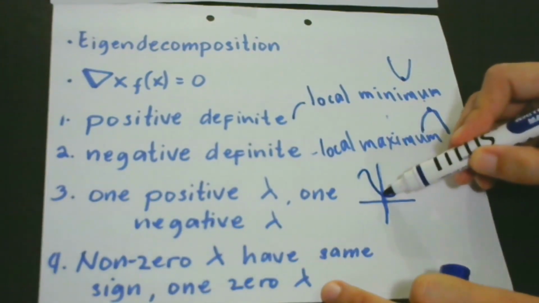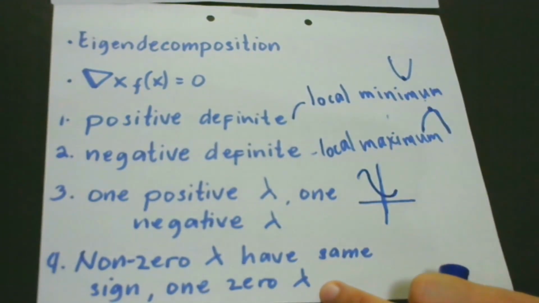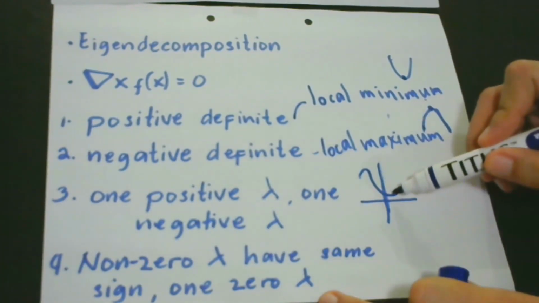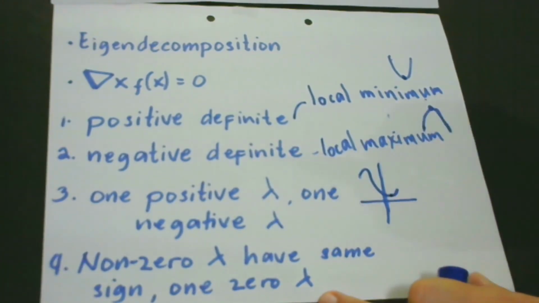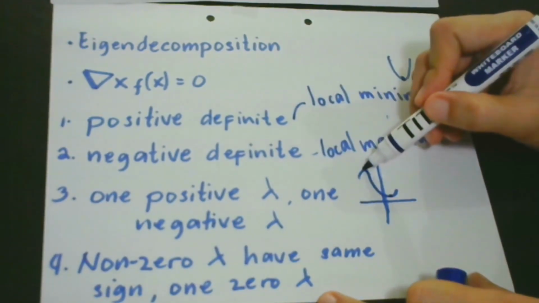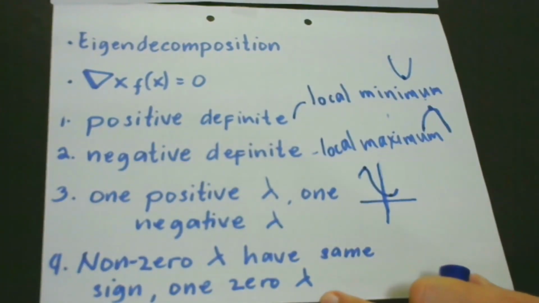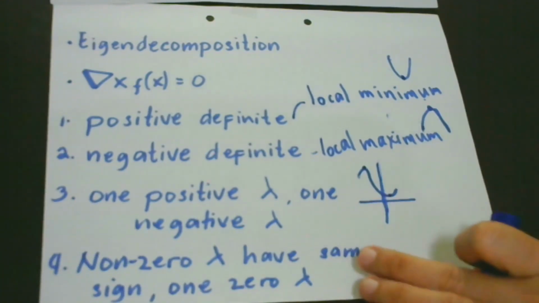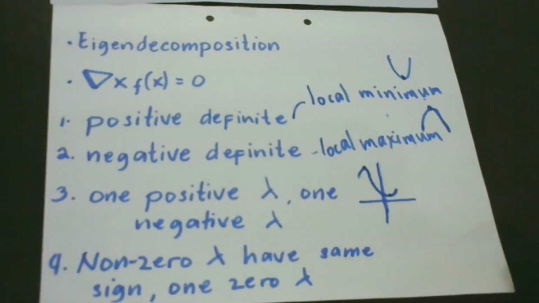As you can see here, two points can be found on both sides. We can have a point on the negative side and a point on the positive side. Here we can find the local minimum, and on this side we can find the local maximum. This is the case if we have at least one positive eigenvalue and at least one negative eigenvalue.